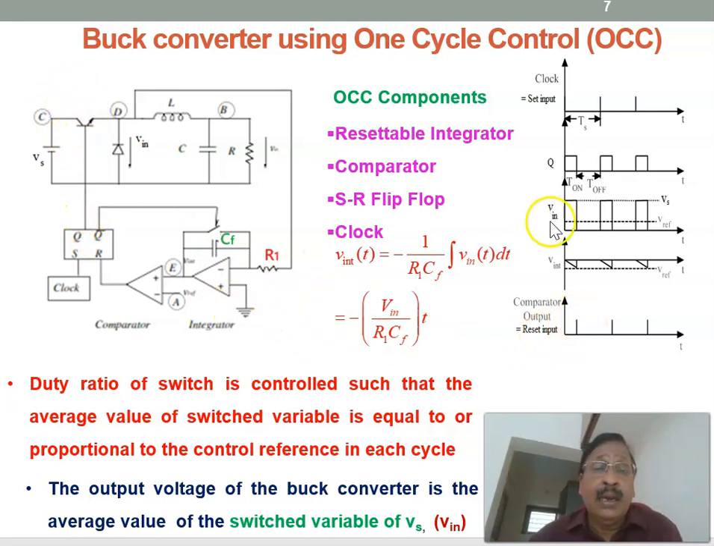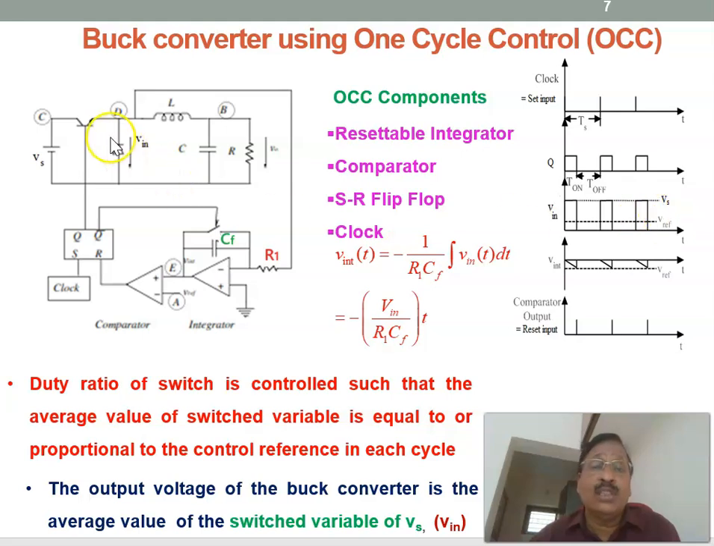Then the turning on will happen at the next clock signal. At the next clock signal, Q will become high, and the device, that is the power BJT, gets turned on. Here the on period is fixed by the duration for which the integrated value takes to reach the reference. The remaining one is the off period. Then again it has the switching on, and that continues.